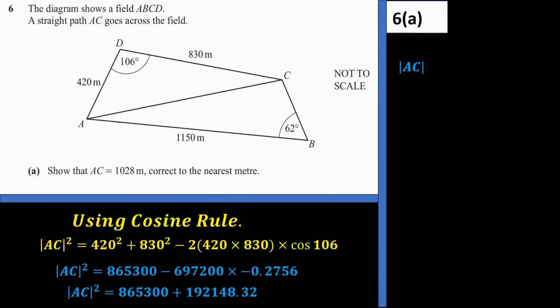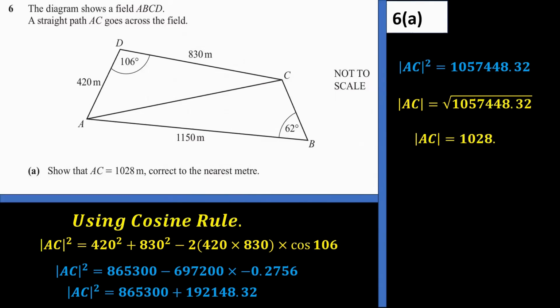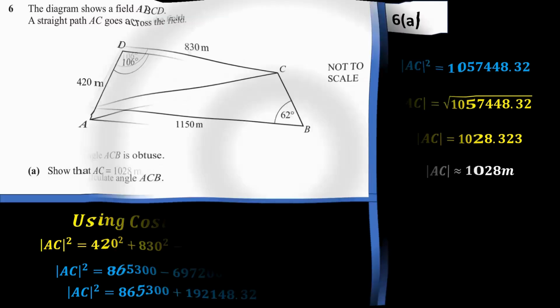Adding it together, we have 1,057,448.32, and so AC is going to be the square root of that value, and that will give us 1,028.323. So writing this correct to the nearest meter will give us 1,028 meters as required. So we've been able to show that the length of the line AC measures 1,028 meters, correct to the nearest meter. Let's proceed to the next part, which is the B part.